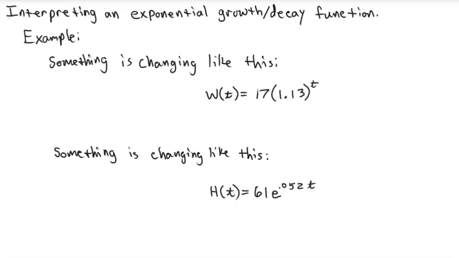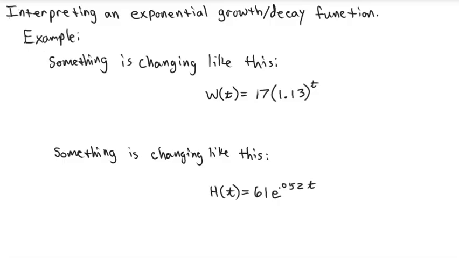In this video, I want to explain how to interpret an exponential growth or decay function. So instead of being given an explanation of what is growing or decaying, what if you're just given a function itself? Just by looking at it, you could know whether it's a growth or decay function, and whether it's continuous or discrete. You could know the starting value, and you could know the rate, okay?